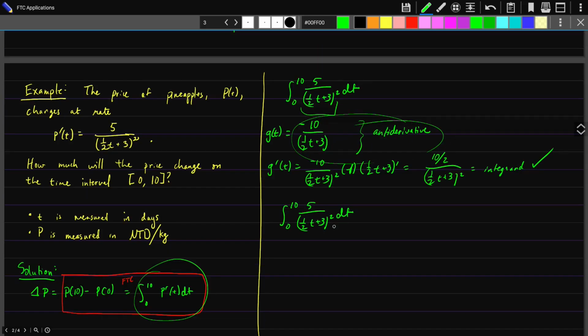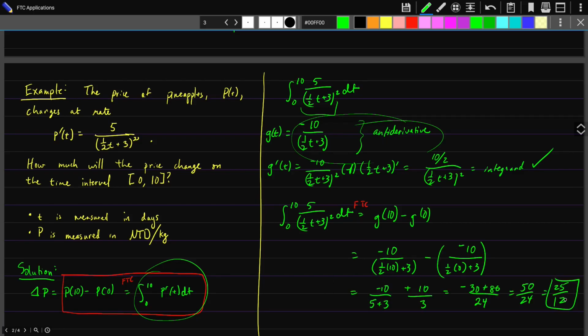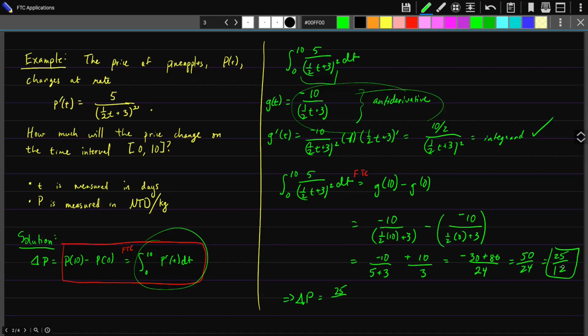So this antiderivative will work, and that tells me that my integral is g of 10 minus g of 0. And that, again, just follows directly from the FTC. So now if I compute g of 10, that's minus 10 over (1/2 times 10 plus 3). And if I compute g of 0, that's minus 10 over (1/2 times 0 plus 3). And if I crunch the numbers, the answer I arrive at is 25 over 12. So my final answer turns out to be approximately 2.08 New Taiwan dollars per kilogram.